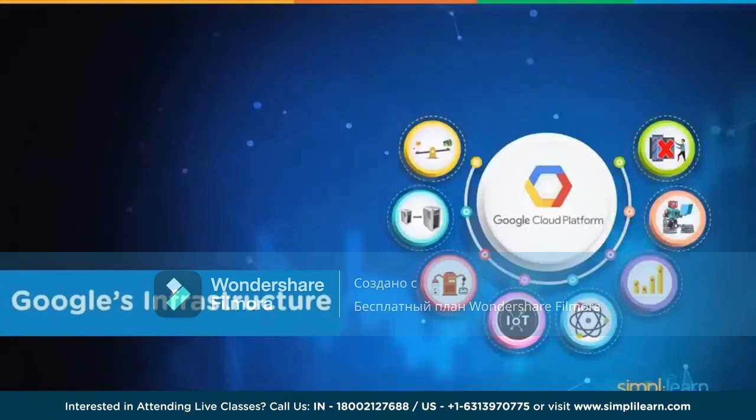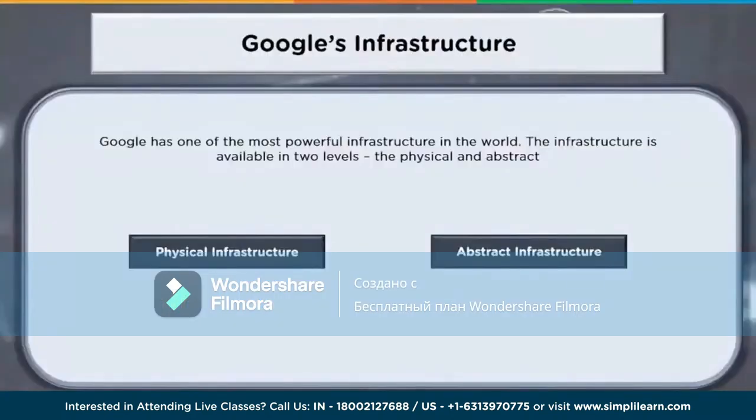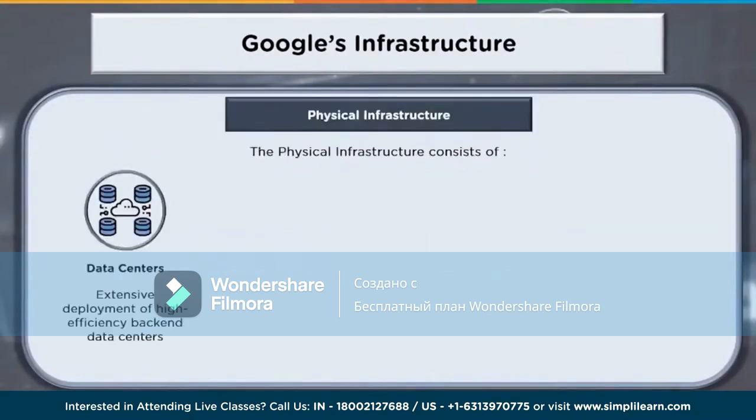When we talk about Google's infrastructure, Google has one of the most powerful infrastructures in the world. The infrastructure is available in two levels, the physical and the abstract layers. You have physical infrastructure and then you have the abstract infrastructure.